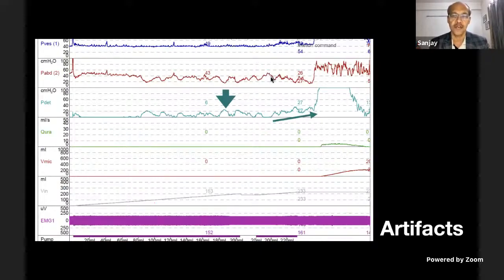P vesical. What that also tells you is that you can't get a valid deflection in P det without a corresponding deflection in the vesical channel. So if you find any pressure change on P det, look at the vesical channel.